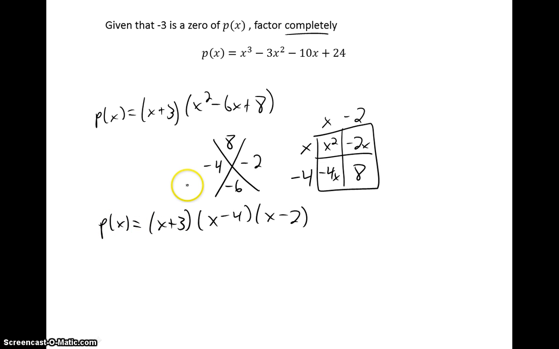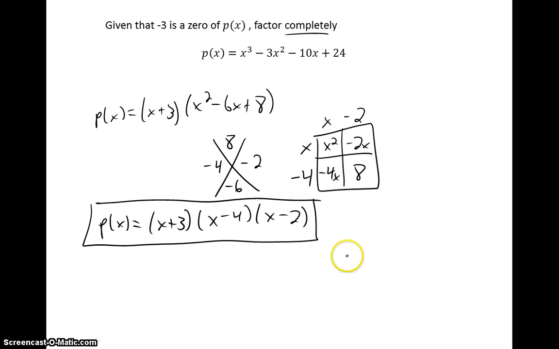That's kind of cool, because just given one 0, we were able to factor it all the way out. I hope that you were able to get this solution, and I look forward to seeing you guys tomorrow and doing some more of these problems. Talk to you soon.